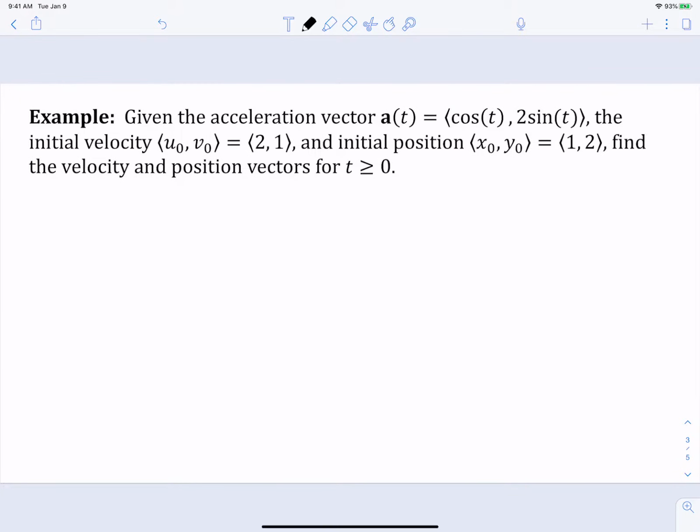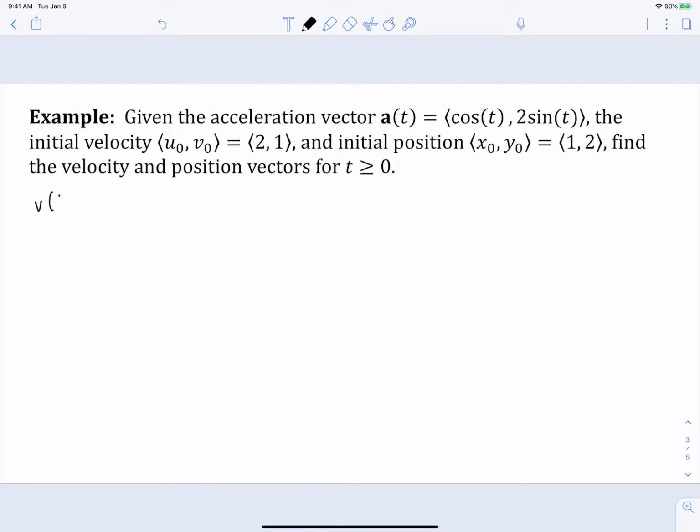So like I said, we've gotten an example where you started with a position function and we went and got the velocity function. You can take a look at that example 4 from day 5. So I thought we wouldn't do that in the videos, because you do have a video for that. So I thought we'd start with looking at an acceleration function. A of t is cosine of t, 2 sine of t, and this is just in 2 dimensions. Again, sometimes we'll be in 2 dimensions, sometimes we'll be in 3 dimensions. We're given an initial velocity of 2, 1, and an initial position of 1, 2. And we want to find the velocity and the position vector.